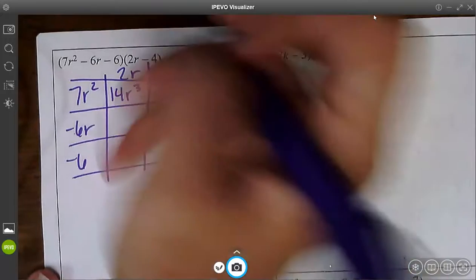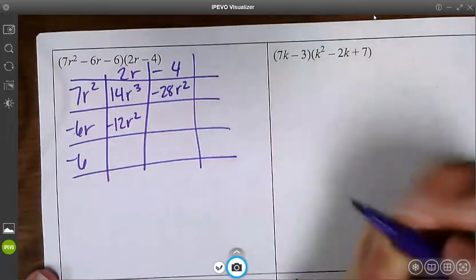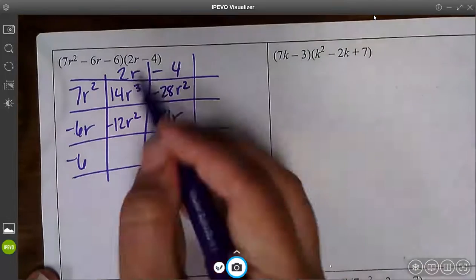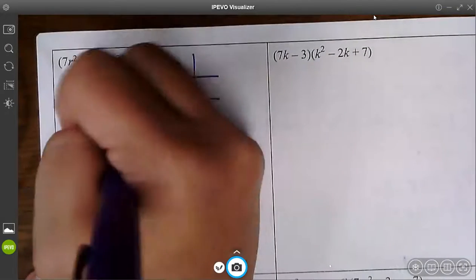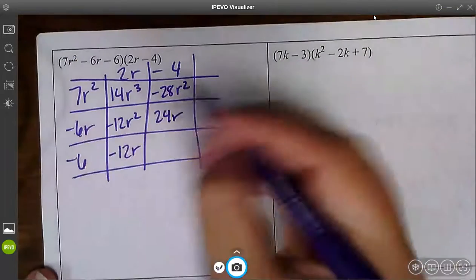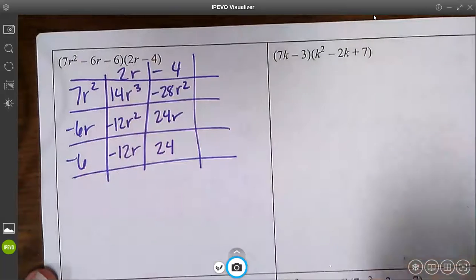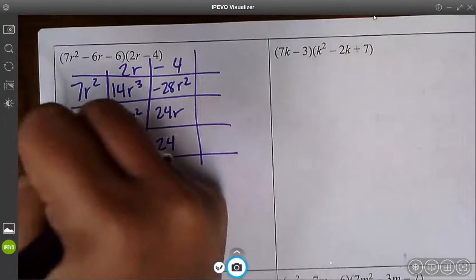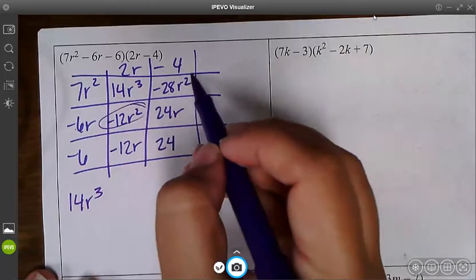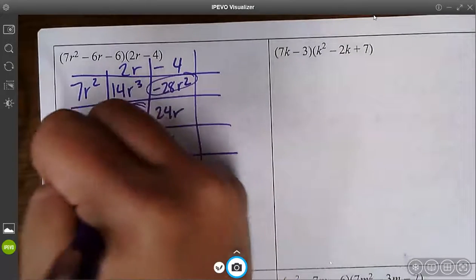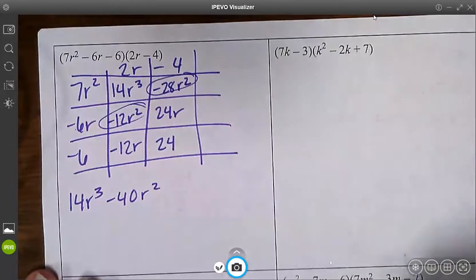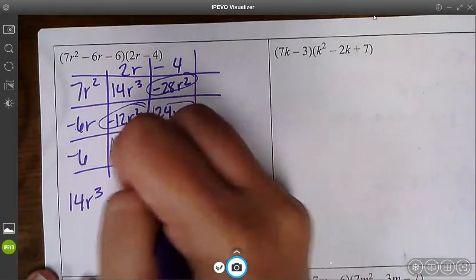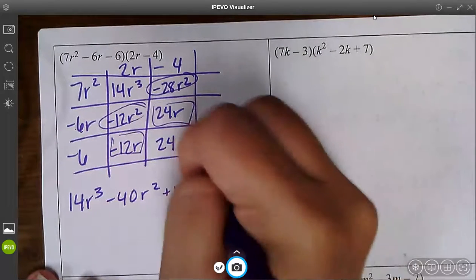Negative 6r times 2r is negative 12r squared. Negative 6r times negative 4 is 24r. Negative 6 times 2r is negative 12r. And negative 6 times negative 4 is positive 24. Then combine your like terms, you have 14r cubed. Negative 12r squared and negative 28r squared is negative 40r squared. Negative 12 and 24 is positive 12r, and then plus the 24.